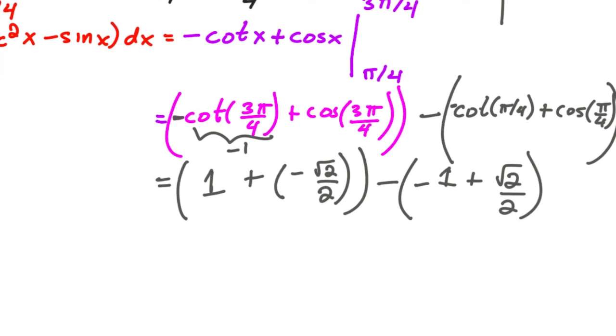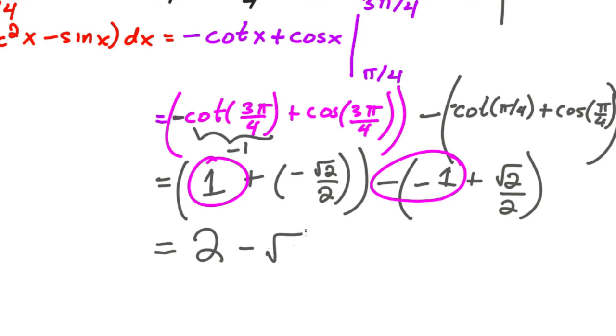Okay. So then this is equal to 2, if I combine this one and then this plus 1. And then I have minus root 2 over 2 minus another root 2 over 2. That's going to be simply minus square root of 2. And that's it.